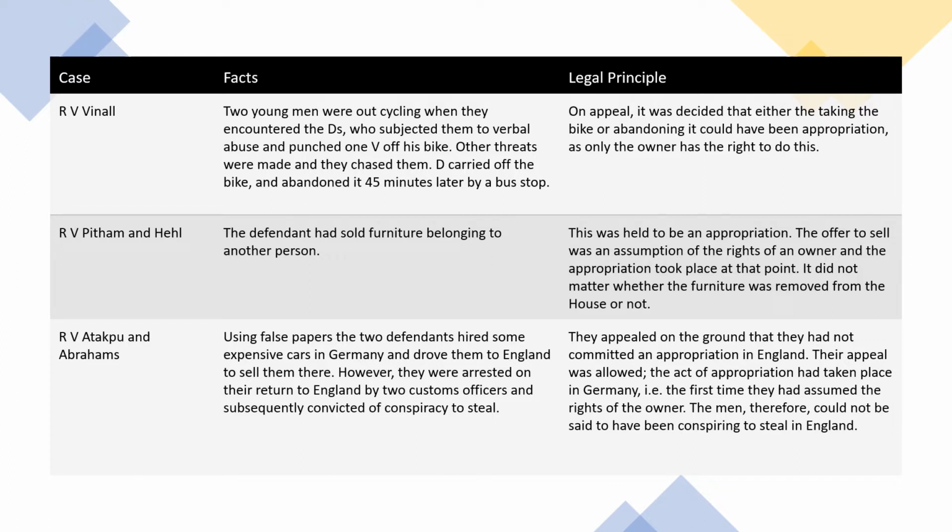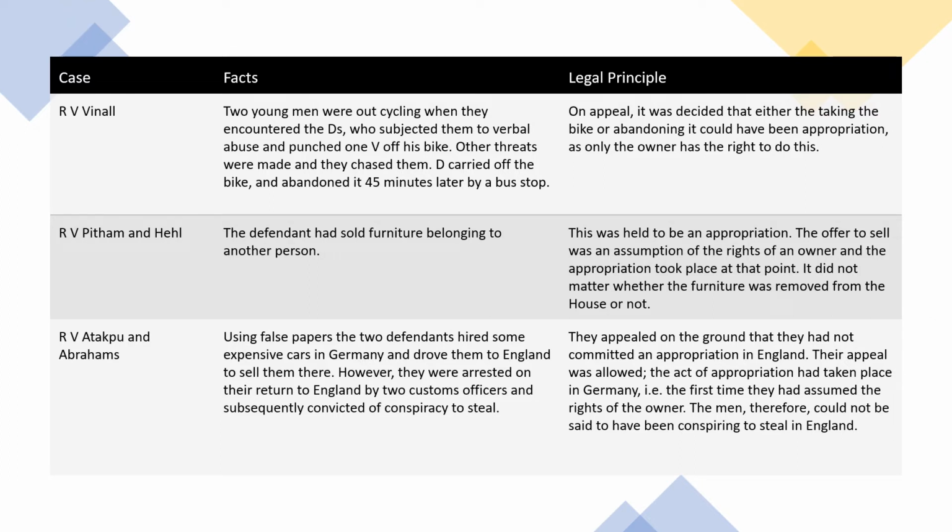In Pitham and Hehl, the defendant sold furniture belonging to another person, and again this was held to be an appropriation. The offer to sell was an assumption of the rights of the owner, and appropriation took place at that point. Now, it didn't even matter if the furniture was removed from the house or not.